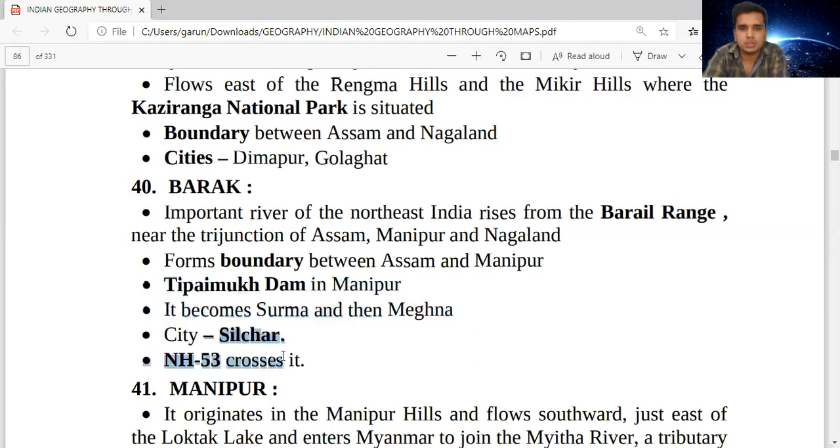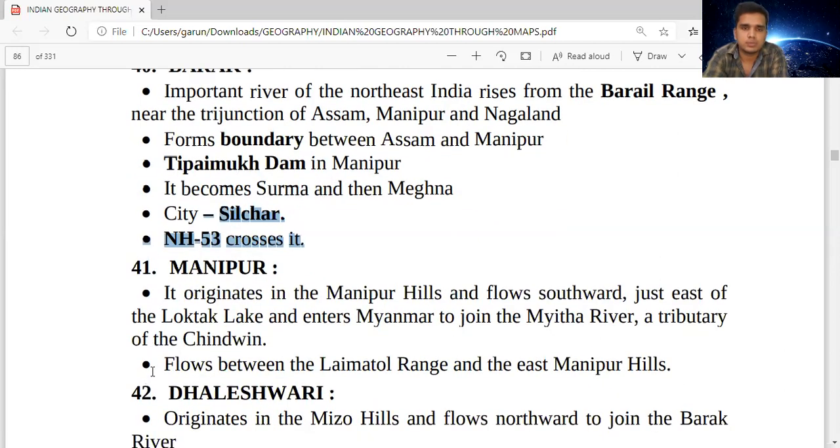City Silchar. NH53 crosses it. Manipur is also the name of a state, but it is the name of a river also, on which the name of the state Manipur is given.